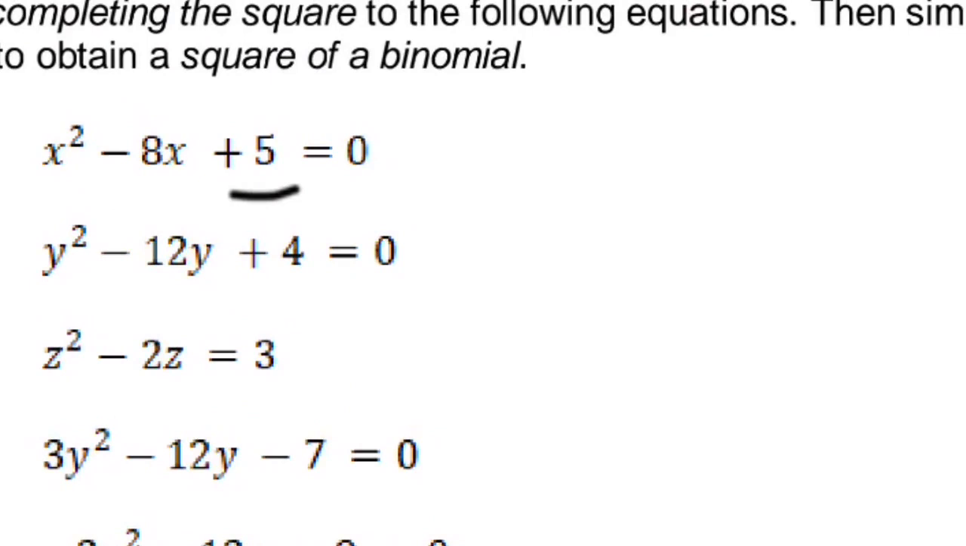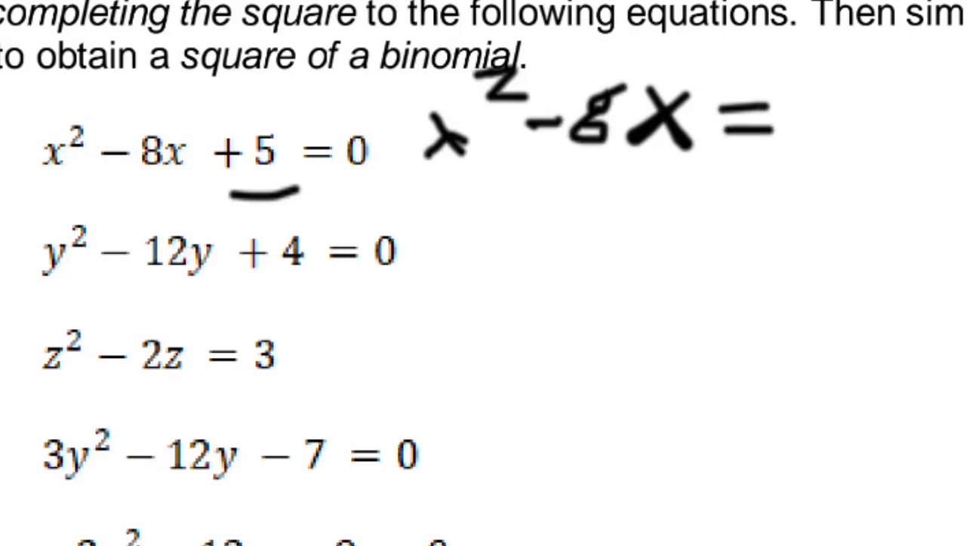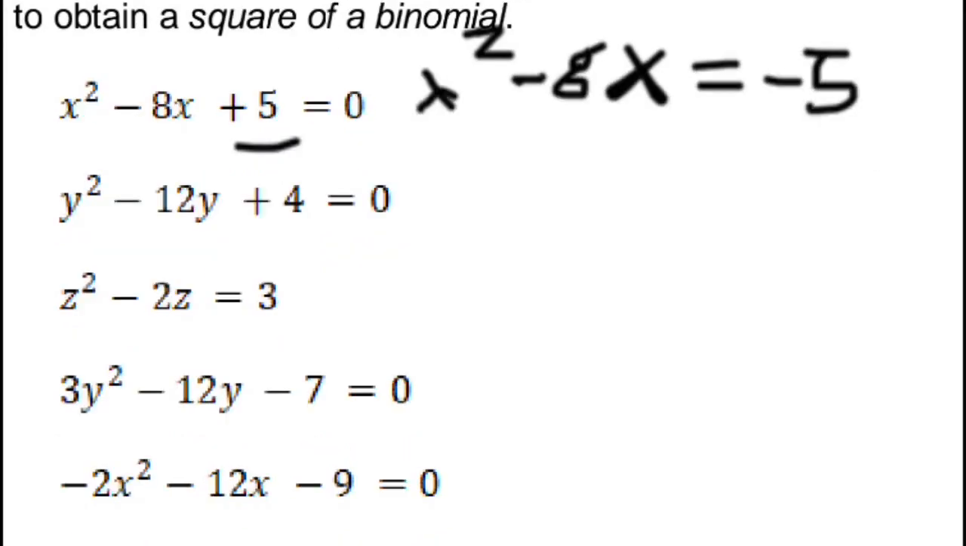So you're going to have here x squared minus 8x, then transpose 5 to the right side. This will become negative 5. Then in here, you're going to add to both sides the square of 1/2 the numerical coefficient of x. So 1/2 of negative 8 is negative 4. Then you square that one. Negative 4 squared is 16. So you're going to add 16 to both sides.